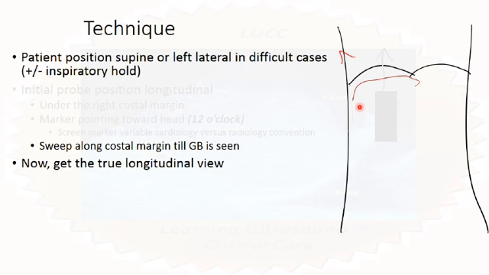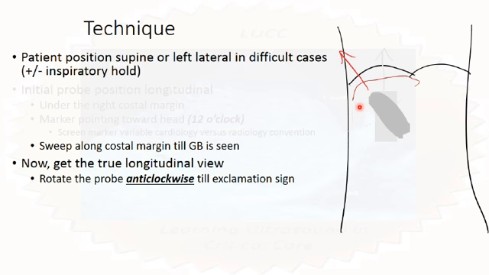Once you see this, you should now try to get the true longitudinal view. And for that, you rotate the probe to the left side, maybe facing about 10 or 11 o'clock position. And you should try and again sweep down and open up the gallbladder in its long axis.